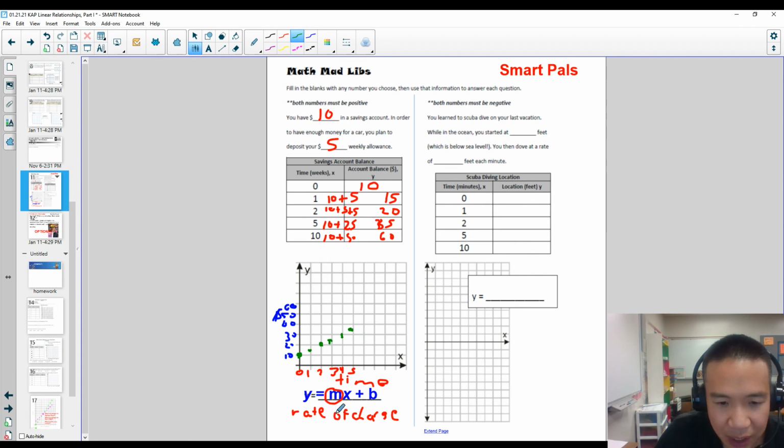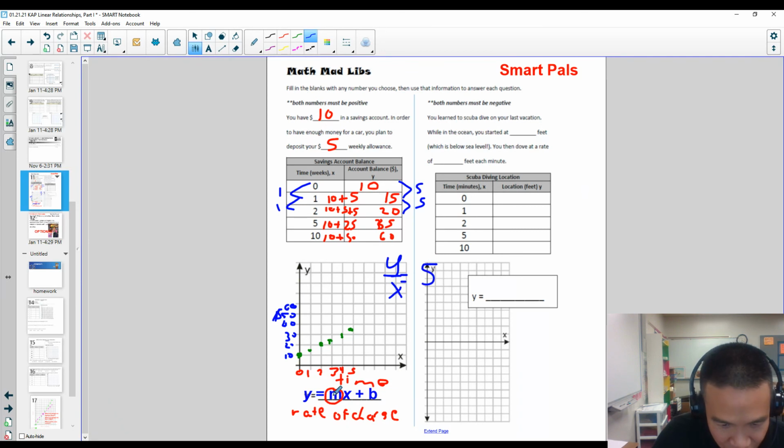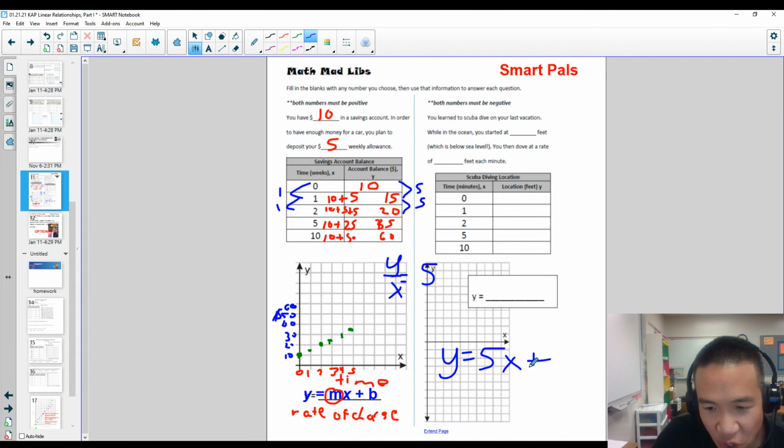So now, what is the rate of change? We've talked about this. Rate of change is the change of y over x. It changed by $5 of money in 1 week. It changed by $5 in the next week. So what is it changing by? It's changing by $5 per week. So that's why the equation is y equals 5x plus, we started at $10.